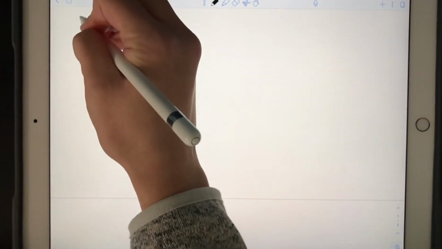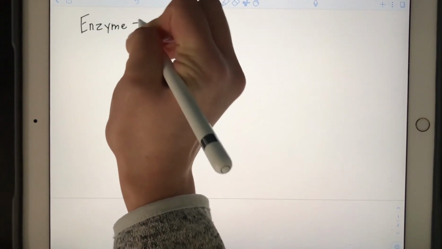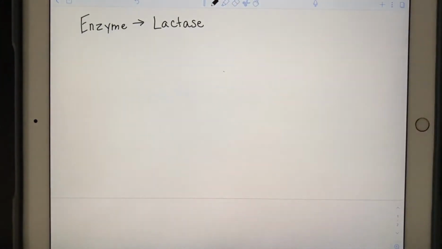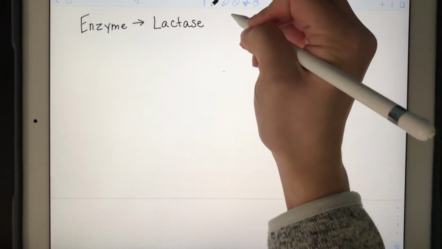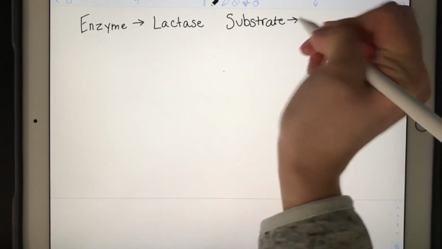We know that the substrate interacts with the enzyme at the active site, but so what? Why do we care? We're going to take an example to work this out. Our enzyme in this example is going to be called lactase, which is a very helpful enzyme because you need to break down lactose.